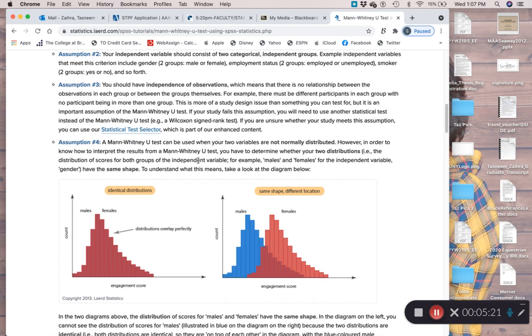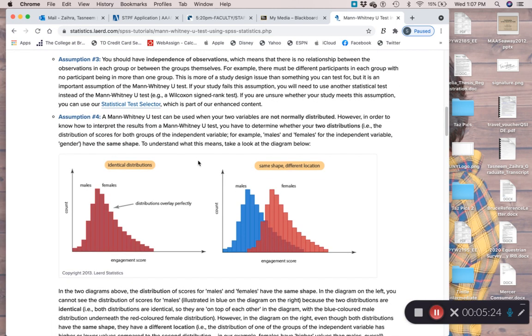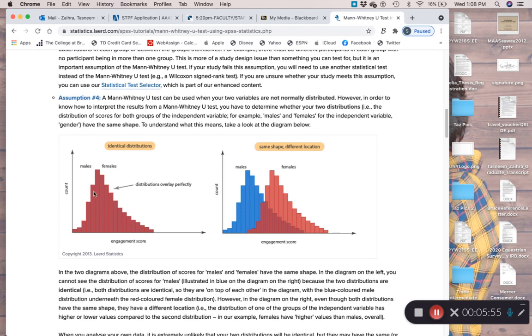But the key assumption that I wanted to discuss is assumption number 4. A Mann-Whitney U-test can be used when your two variables are not normally distributed. However, in order to know how to interpret the results from the Mann-Whitney U-test, you have to determine whether your two distributions, that is the distribution of scores for both groups of the independent variable, for example males and females for the independent variable gender, have the same shape. To understand what this means, take a look at these two diagrams below. This one here is an identical distribution.